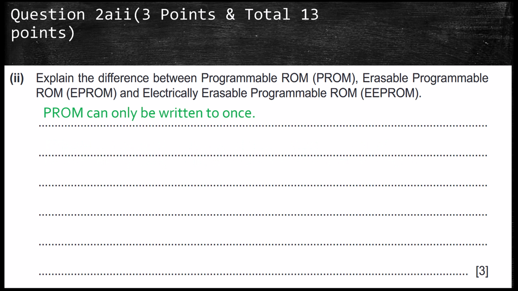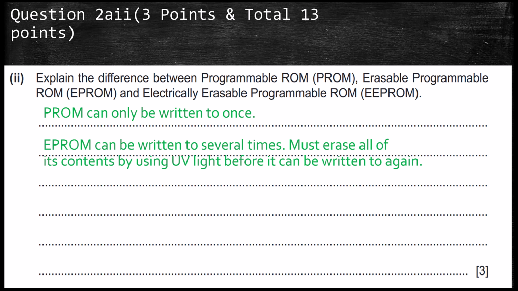Now, programmable read-only memory can only be written to once because it's not erasable. So once you write to it, that's it. It's done. It's permanent. There is no changing it. Now, if you want to change it, that brings in EPROM. Now, EPROM can be written to several times. Now, before you rewrite it, though, you have to erase all of its contents. How do you do that? By using UV light, and then once all of that's been deleted, now you can write to it again.